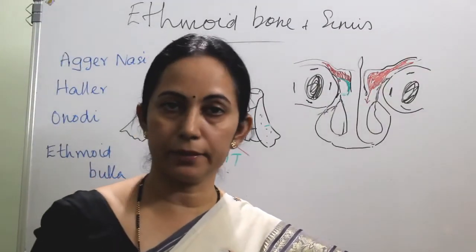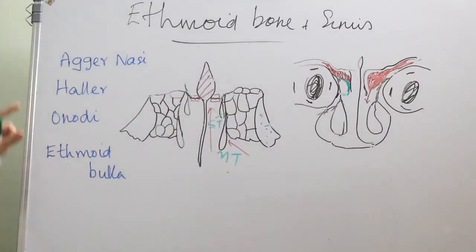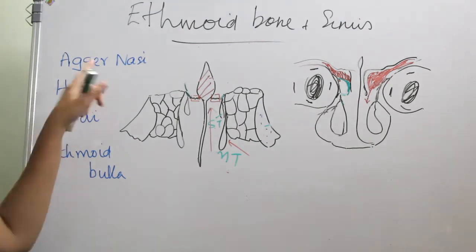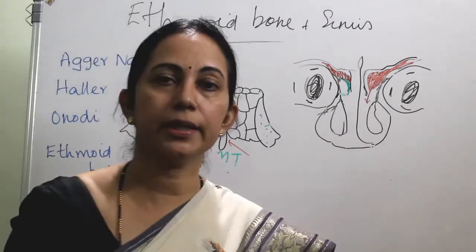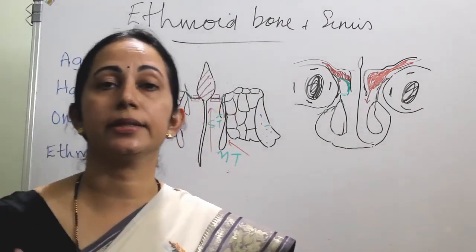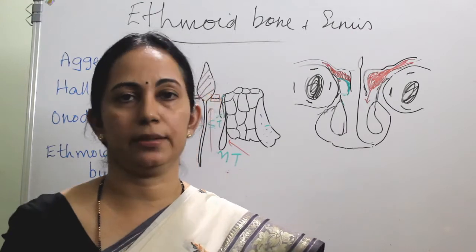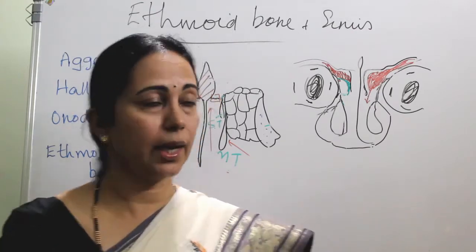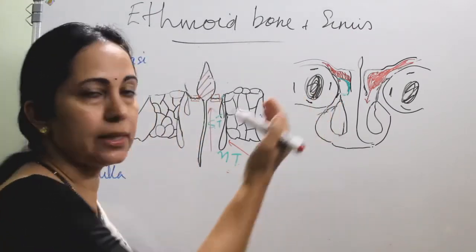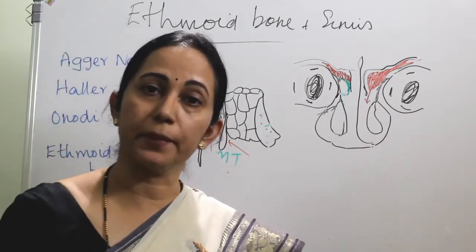Regarding the named ethmoid cells, they are the Agger nasi cell, then Haller, Onodi and also the ethmoid bulla. So what is this Agger nasi? Agger nasi is actually the anteriormost ethmoid air cell. Okay, it is very anterior, just anterior to the insertion of the middle turbinate.